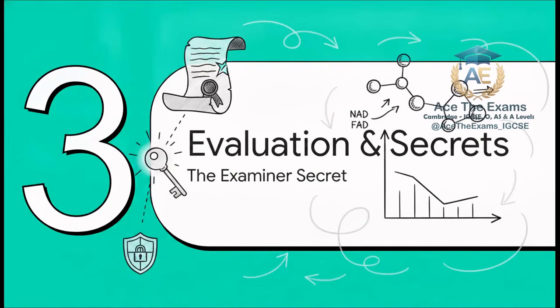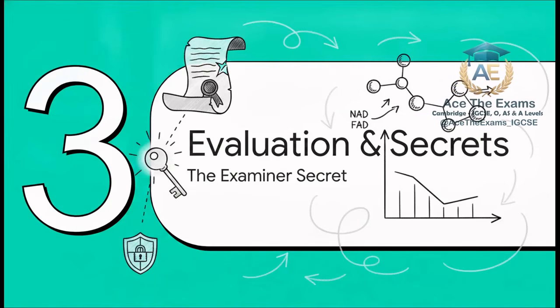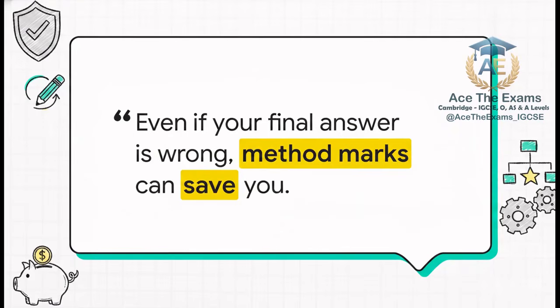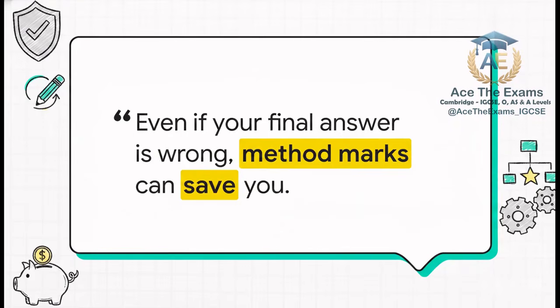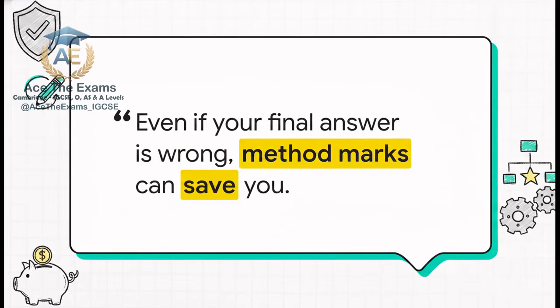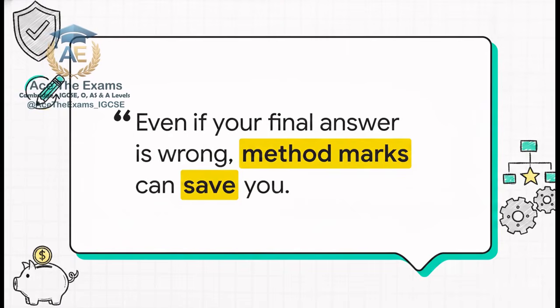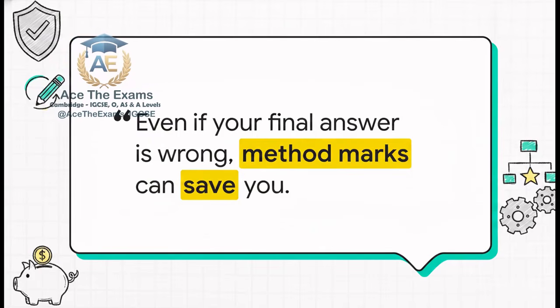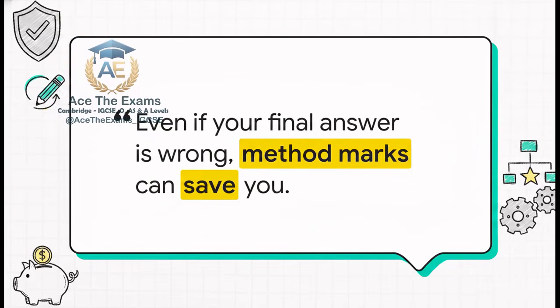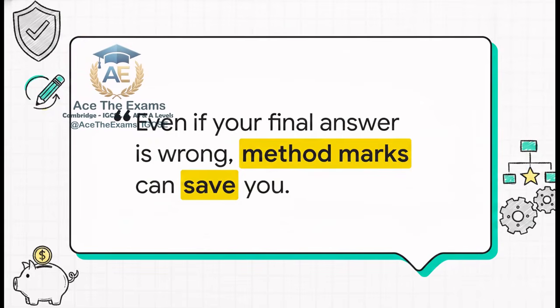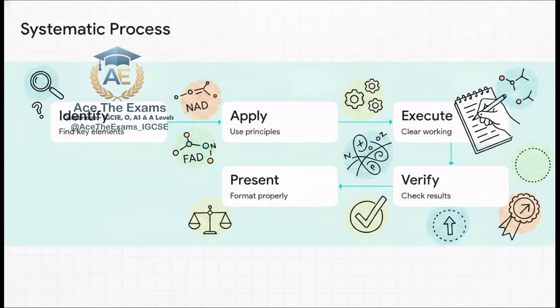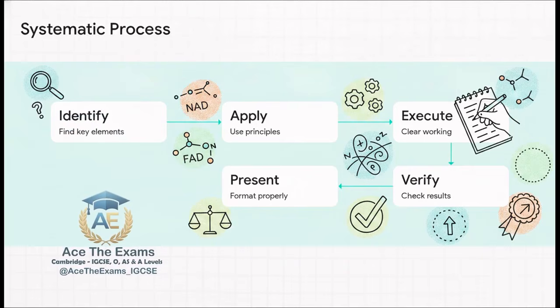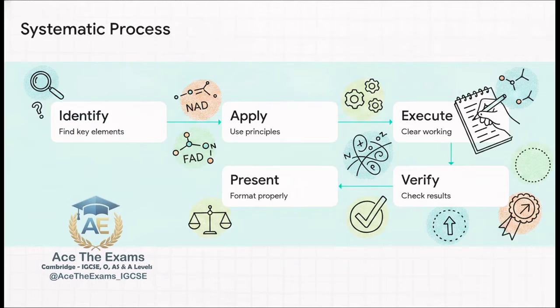Section 3. Evaluation and the examiner's secret. Okay, now what's really interesting about this is an explicit guarantee directly from the examiners. Even if your final answer is wrong, method marks can save you. This right here is your ultimate insurance policy. If you write down your systematic working, a silly little calculator error on your very last step won't destroy your entire grade. So, to secure literally every single method mark available, you've got to commit this standardized process to memory.